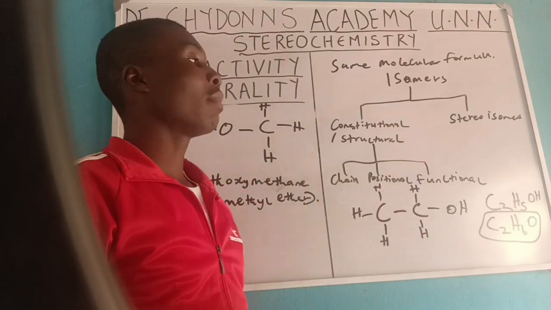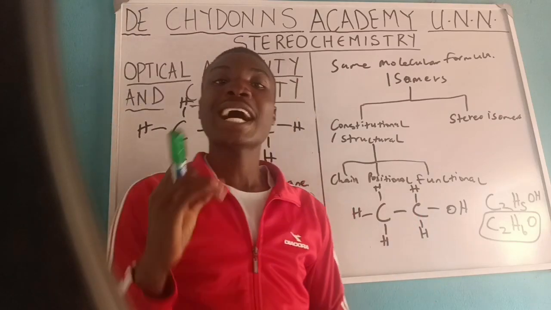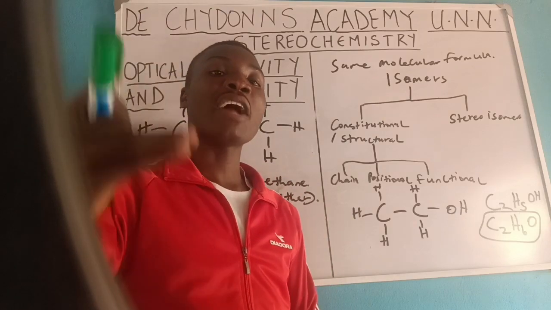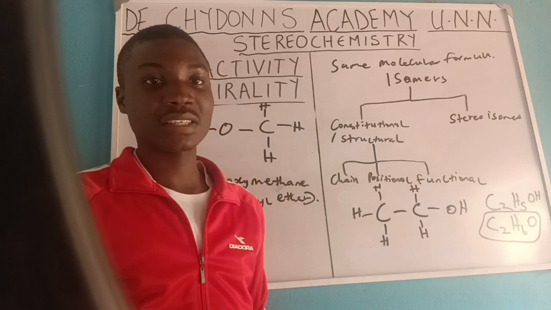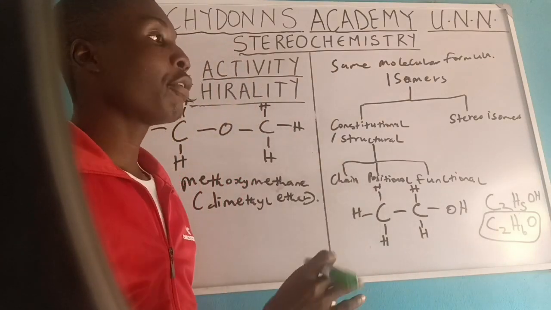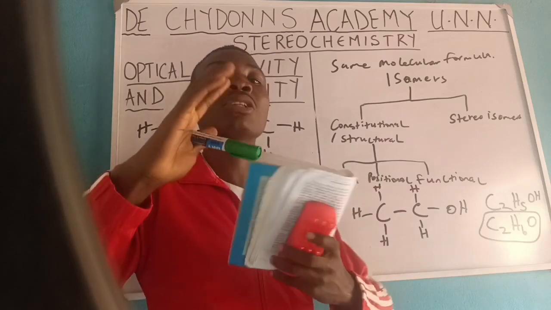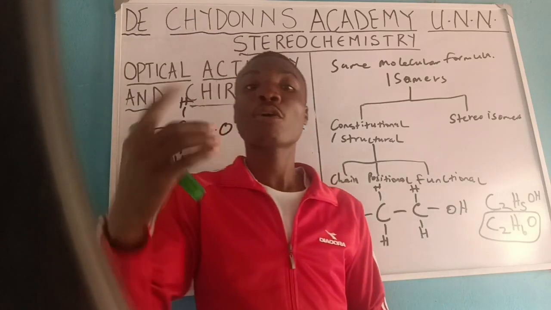So stereoisomers, what are stereoisomers? Stereoisomers refers to isomers that have the same molecular formula, have the same structural arrangements, but they have different configurations in space. They have the same molecular formula, same structures, but different configurations or different arrangements in space. That's spatial arrangement or spatial configuration.